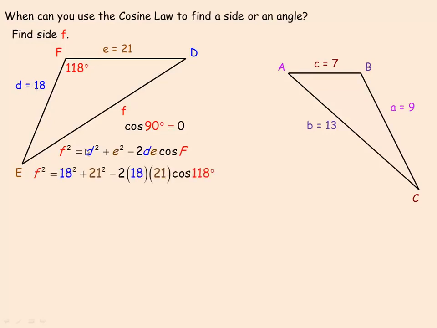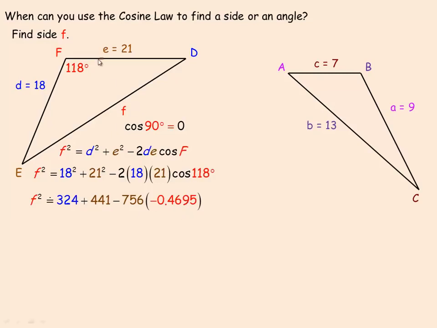So side D is 18, side E is 21, and again 18 and 21 here, and the angle F is 118. So the next thing I do is square these, multiply this. So 18 squared is 324, 21 squared is 441. And then now this is all multiplied together. So 2 times 18 times 21 is 756. Notice I still have the minus sign here. The cos of 118 is negative 0.4695.